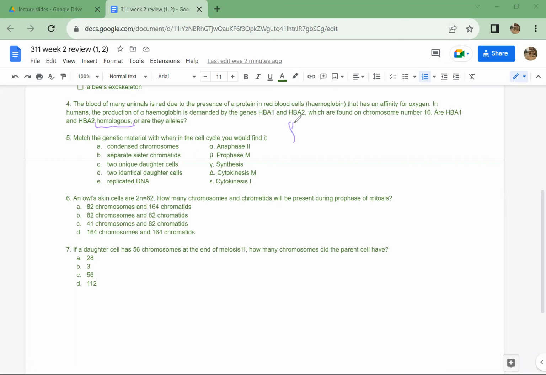So we have homologous chromosomes, and it is on chromosomes where we find genes such as HbA1 and HbA2. So genes are not themselves chromosomes and therefore not able to be homologous. And nor are they alleles.